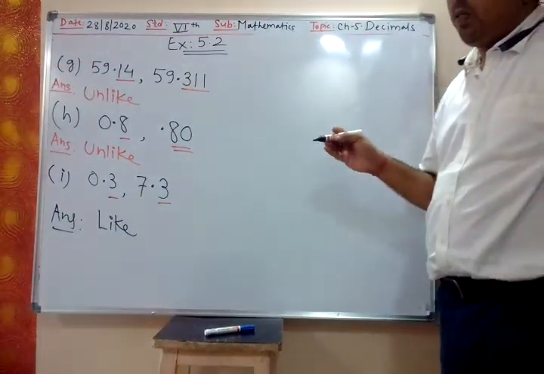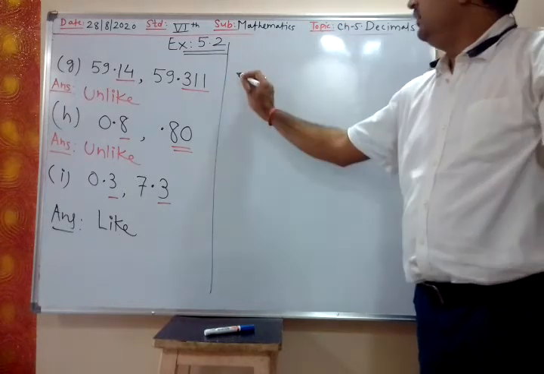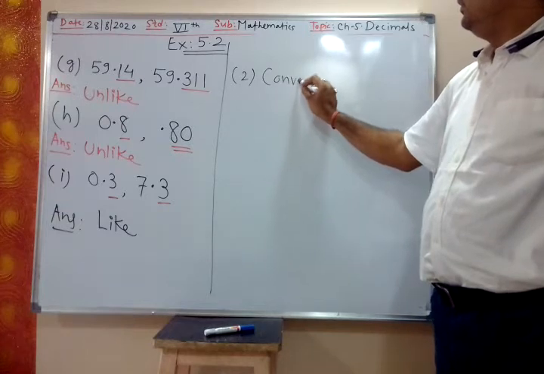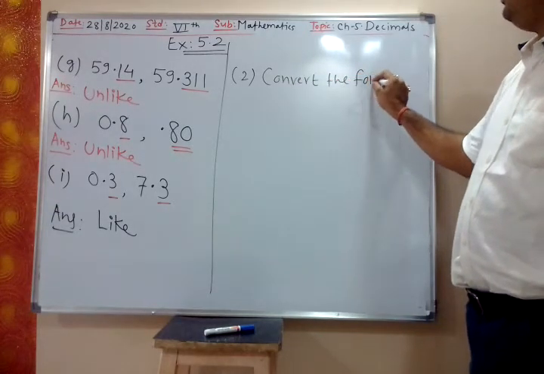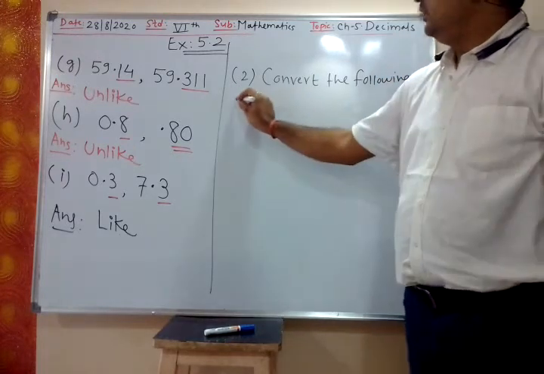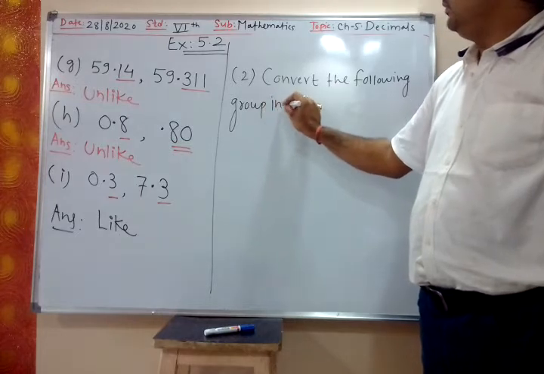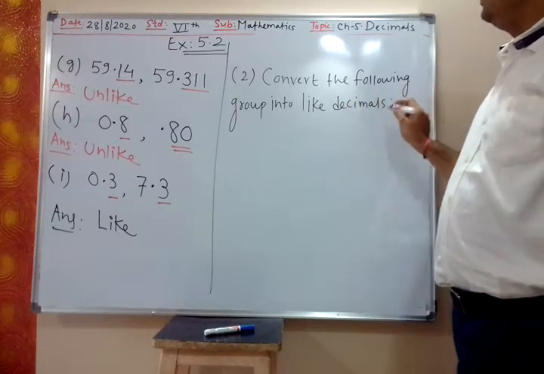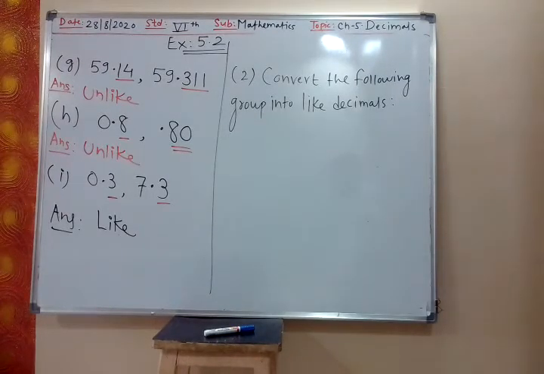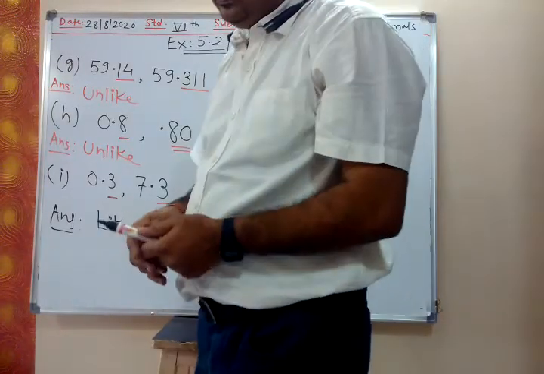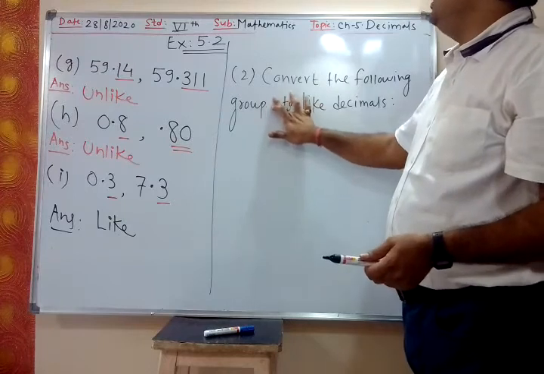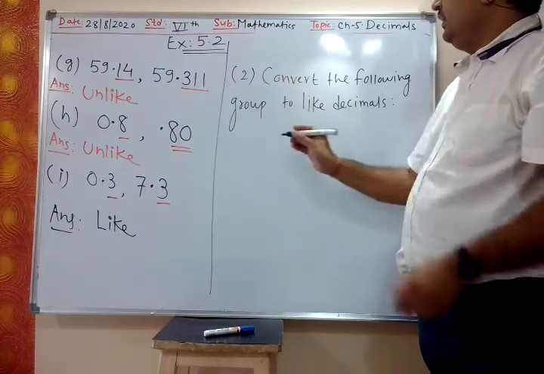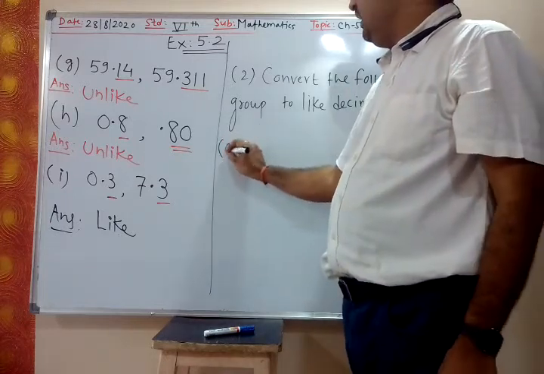Second, we write second. Convert the following group to like decimals. They are the same. Now let us take A.